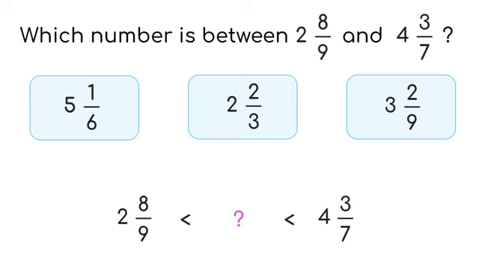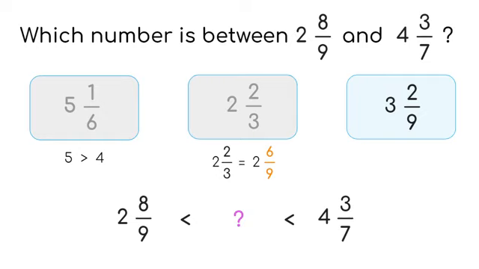5 and 1/6 is greater than 4 and 3/7 by comparing the whole number parts, so this cannot be our answer. Now let's look at 2 and 2/3. This is definitely less than 4 and 3/7, so we just need to see if it's greater than 2 and 8/9. Let's rewrite 2 and 2/3 with a denominator of 9 so we can easily compare. 2 and 2/3 is equivalent to 2 and 6/9. So 2 and 2/3 is less than 2 and 8/9, which means that this is not our answer either.